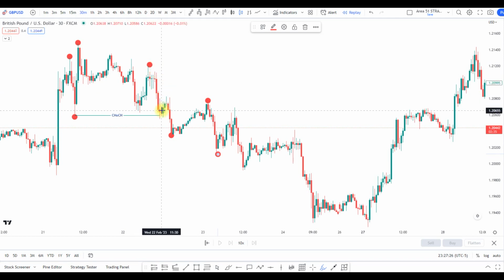So this is the external, and this is what they call the internal. External market structure, internal market structure. And now we have another break of structure here.